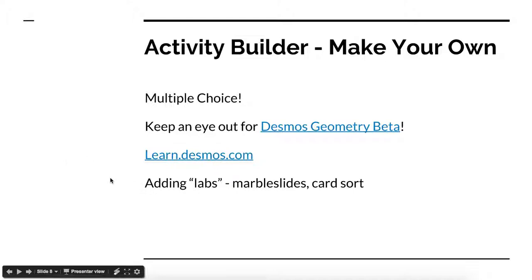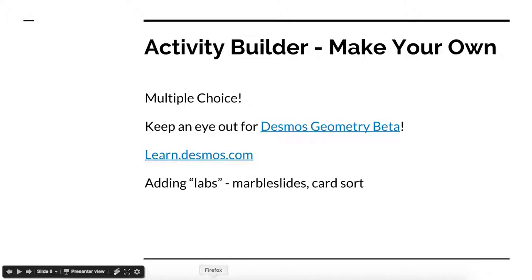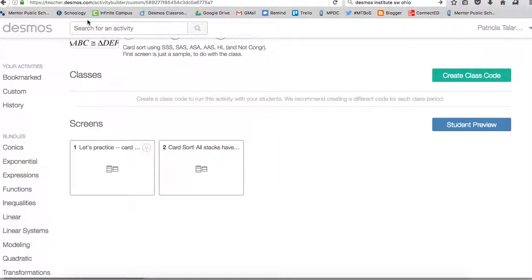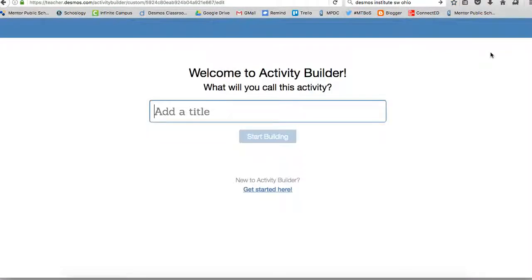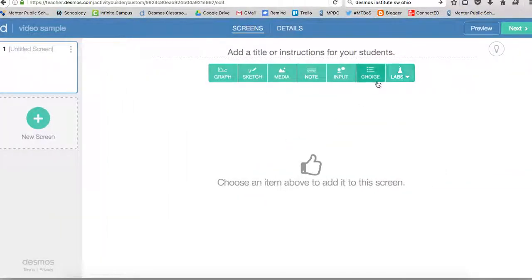And then one last thing briefly to show you, when it comes to creating an Activity Builder activity, you will go to your Desmos account, custom, new activity. And sometimes when you first start making an activity, you don't necessarily have the card sort and marble slides labs available. I have personally never used marble slides because I have only taught geometry for the past couple years since Desmos has gotten really big.